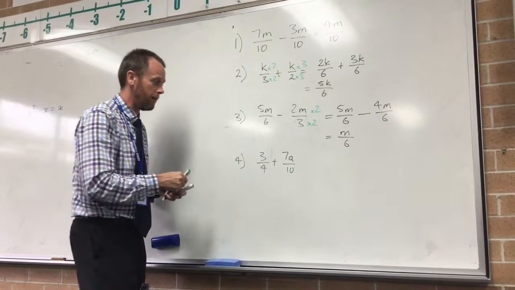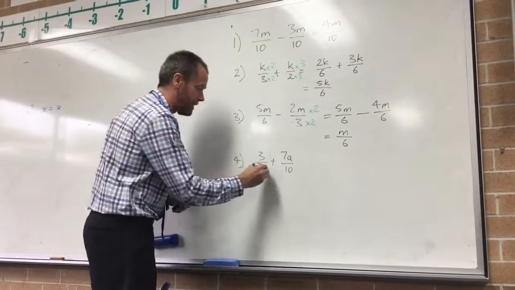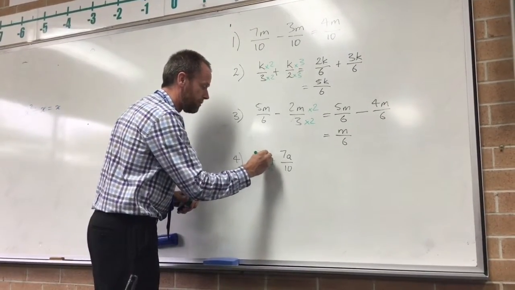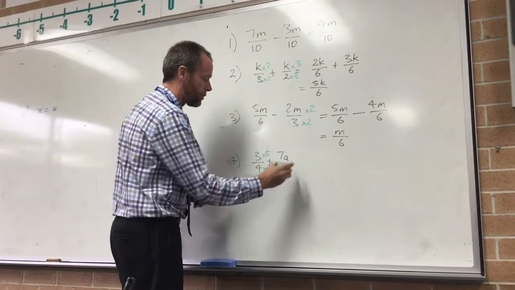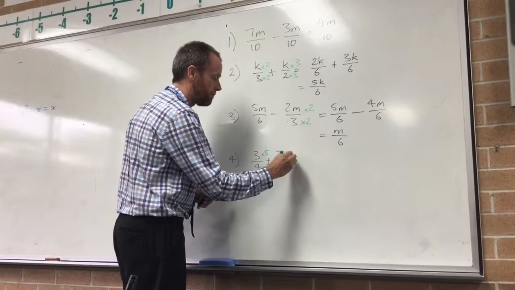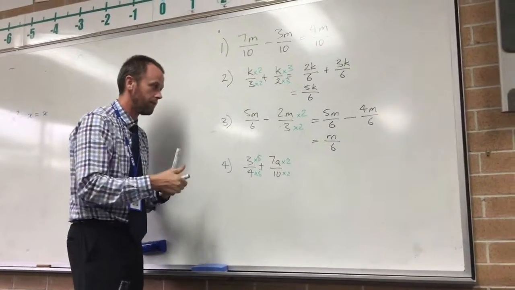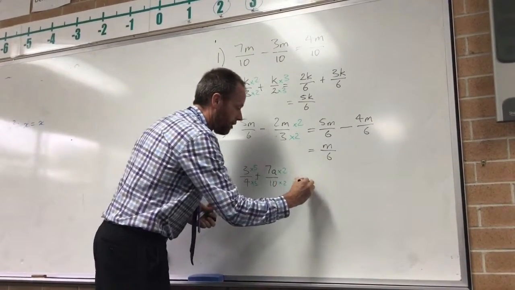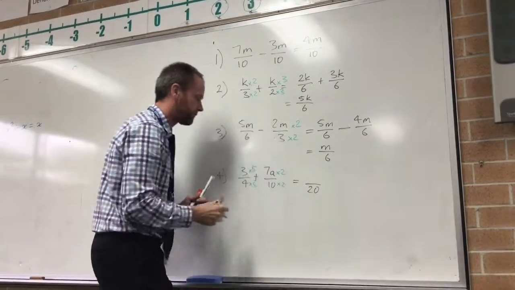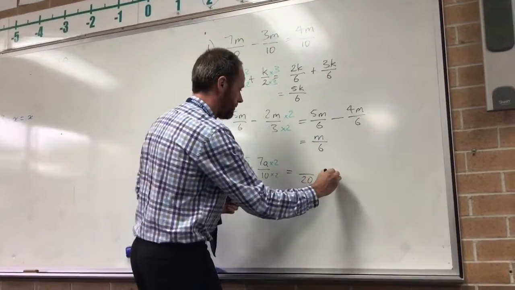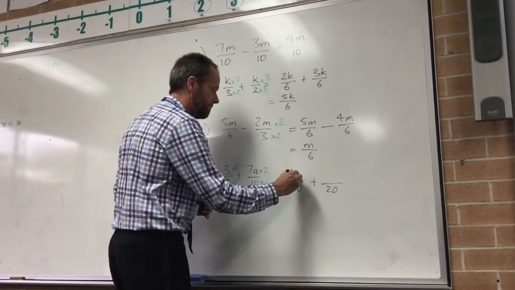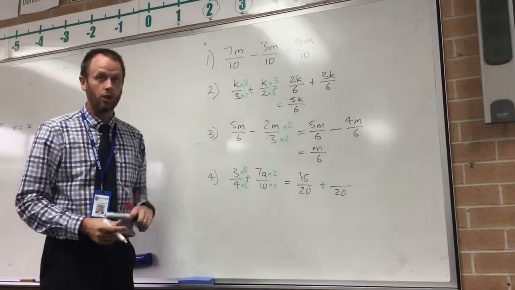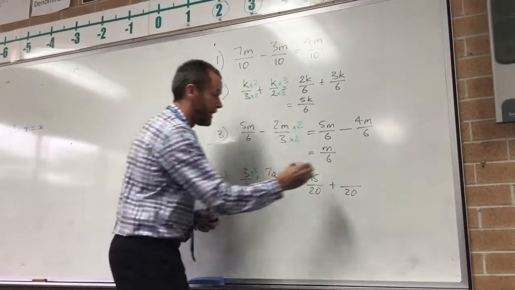So then I think about it and I go, right, 4 goes into 20 5 times. So I multiply the top and bottom by 5. 10 goes into 20 2 times. So I multiply both by 2. My common base will be 20, plus something over 20. 3 times 5 is 15. 7a times 2 is 14a.